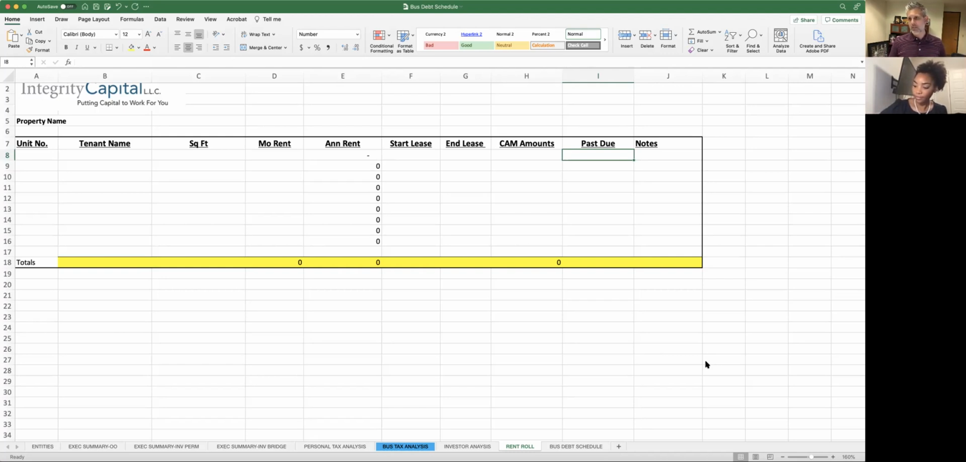Because lenders don't like month-to-month leases. They think it's risky. They're like, well, they could leave at any time. And what I try to argue is, well, yes, you're right, but John's Flowers has been there since like 1995. So he ain't going anywhere.